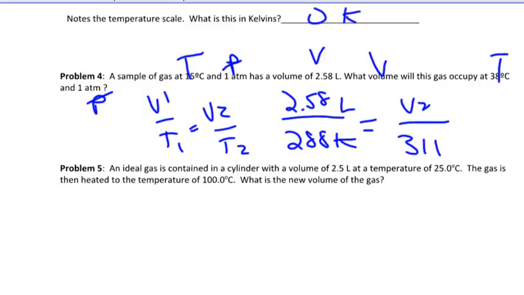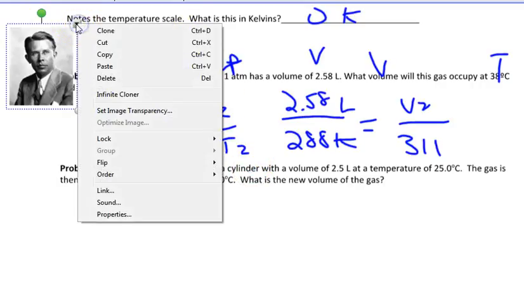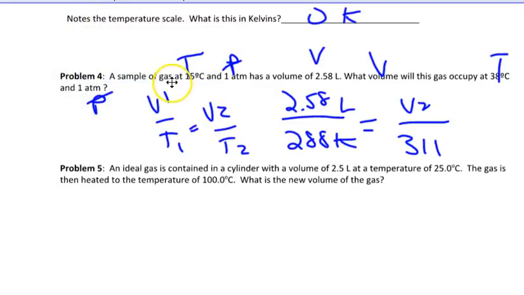So we take our first set of conditions right here. Delete. So anyway, we have temperature and we have volume. And that's the first set of conditions. But I'm looking at temperature. What did we have to do to temperature? You have to add 273, and that's where we got the 288 from.